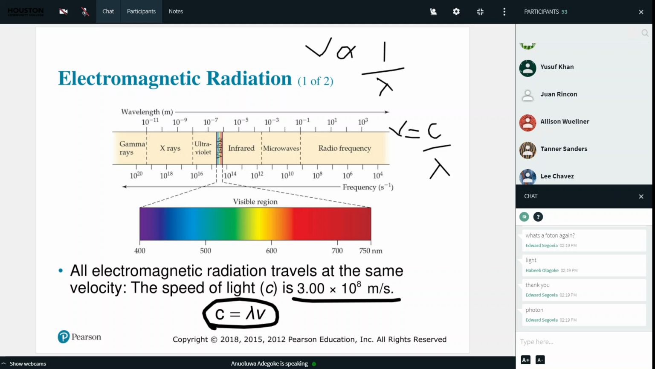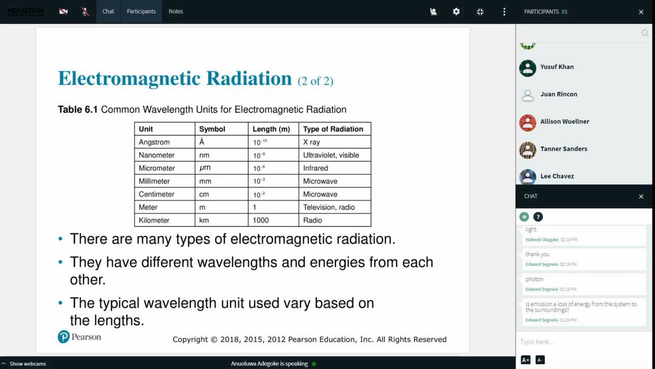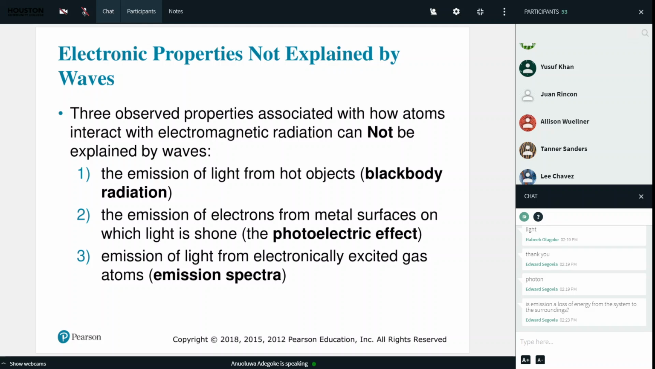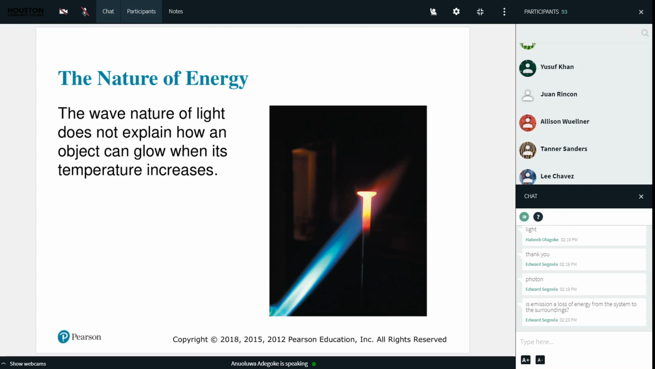Okay? So visible light is what we can see as human beings. So back to the concept of emission and absorption. So let me go back to that slide real quick. Again, remember, we are still talking about Niels Bohr, the scientist, and his theory on the explanation of the electronic structure of atoms.